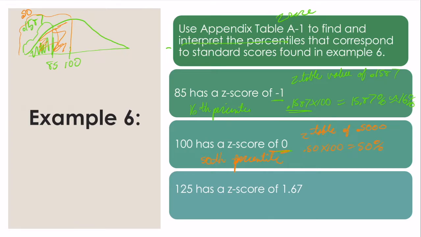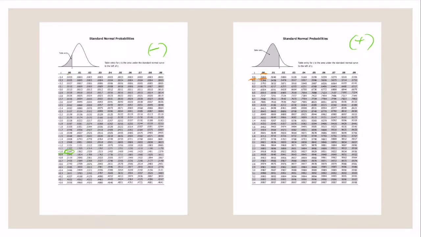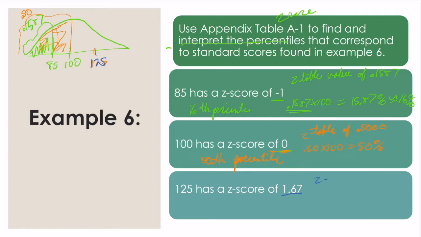Next, let's take a look at a z-score of 1.67. Let's change colors. For 125, we'll use blue. So I go to my z-table, and I find 1.6, and I go over to 1.67, and I find a z-table value of 0.9525. Let's go back. My z-score of 1.67 has a z-table value of 0.9525.